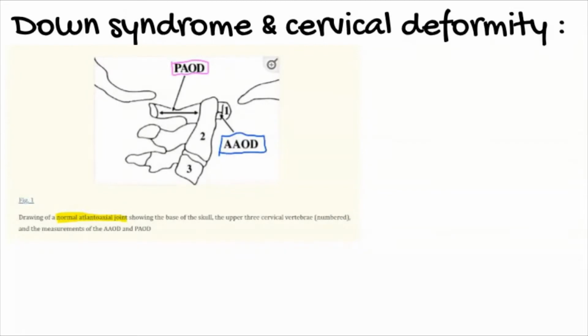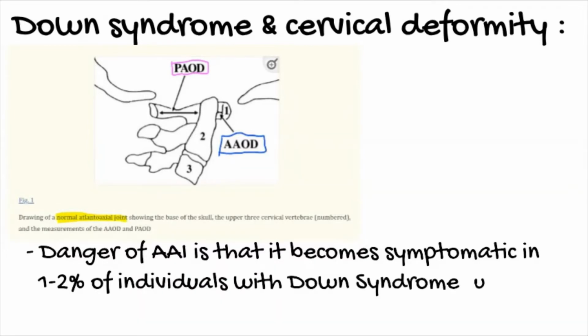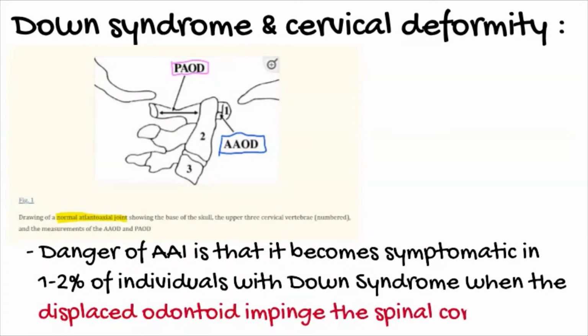This figure shows the drawing of a normal atlantoaxial joint showing the base of the skull, the upper 3 cervical vertebrae, and the measurement of AAOD, anterior atlanto-odontoid distance, and PAOD, posterior atlanto-odontoid distance. The danger of AAI, atlantoaxial instability, is that it becomes symptomatic in 1 to 2% of individuals with Down syndrome when the displaced odontoid impedes the spinal cord.